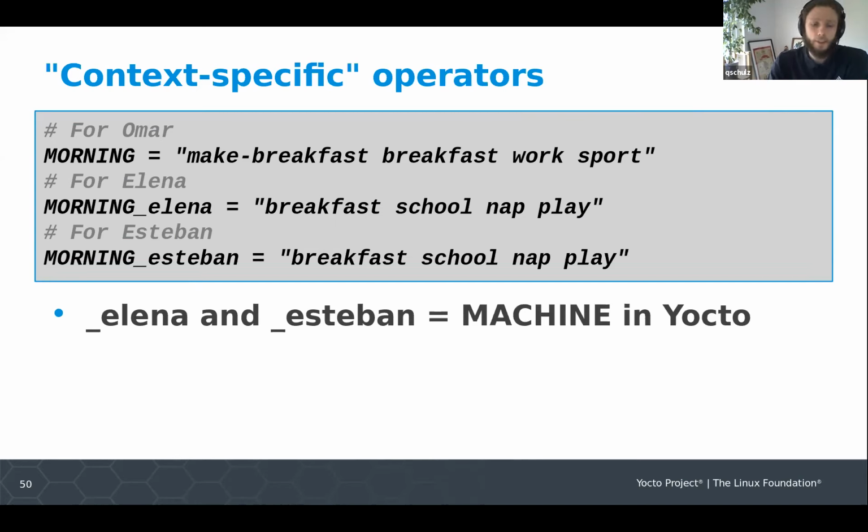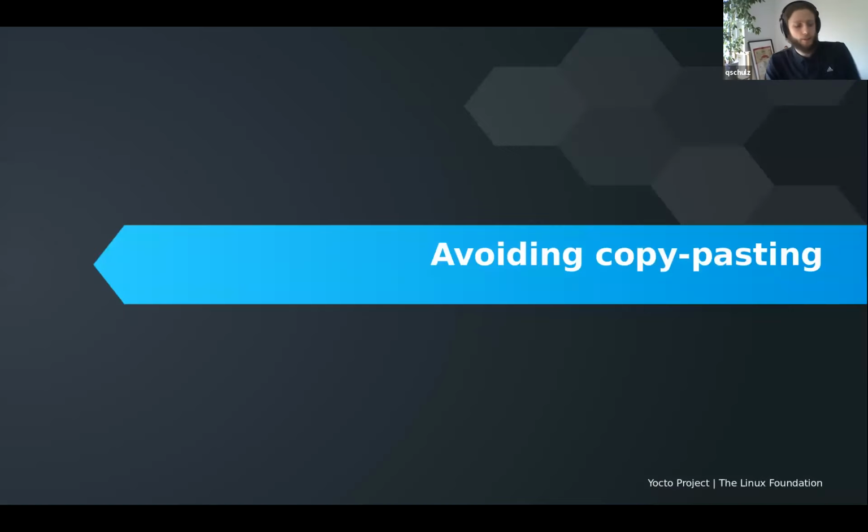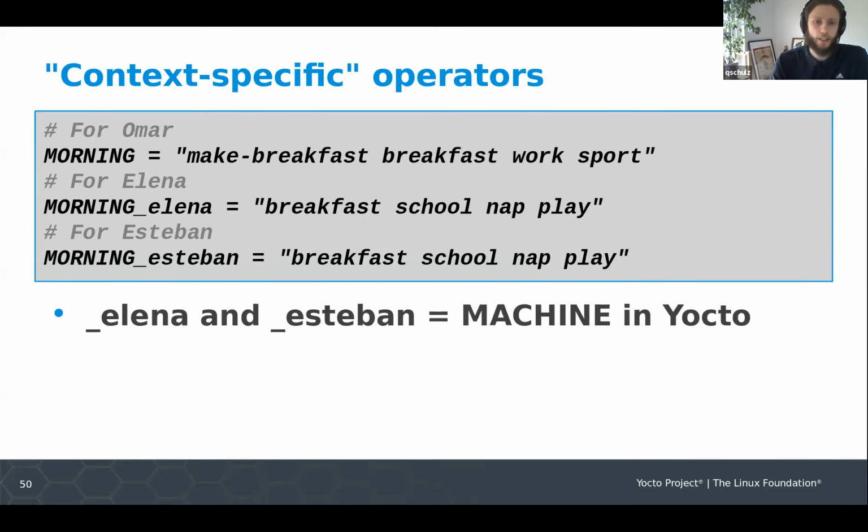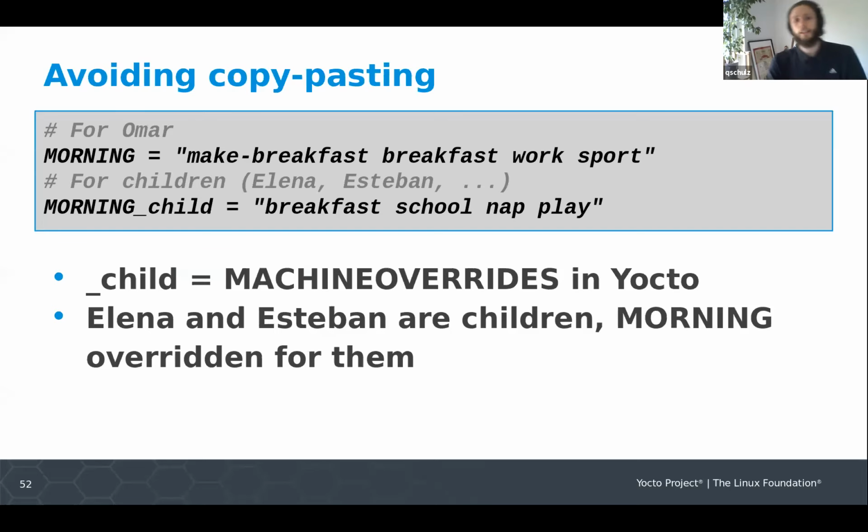And Elena and Esteban, in Yocto terms, would be a machine, right? Then basically you want to avoid copy pasting because Elena and Esteban have the exact same morning routine. It's harder to maintain and it's error prone when you want to make changes for both. So basically what you're going to do is add a kind, and Elena and Esteban are both children. So I'm just going to add a morning routine for children, and that's it.